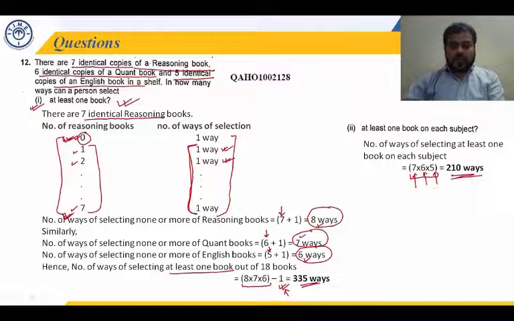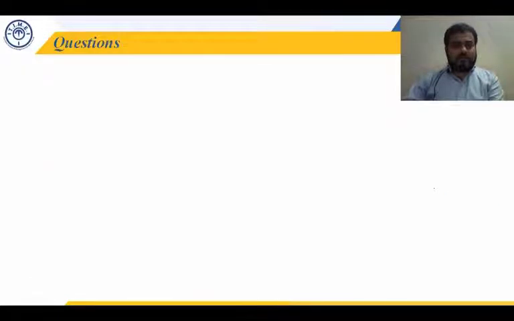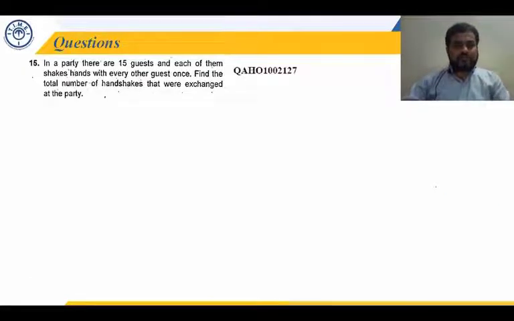Alright. Now, let us look at this question. This is question number 15 from sheet number 2127. It says, in a party there are 15 guests and each of them shakes hand with every other guest once. Find the total number of handshakes that were exchanged at the party. Now, this question is a bit different because you don't clearly know what we have to do, whether this is arrangement, whether this is selection, or what is the way of counting this.